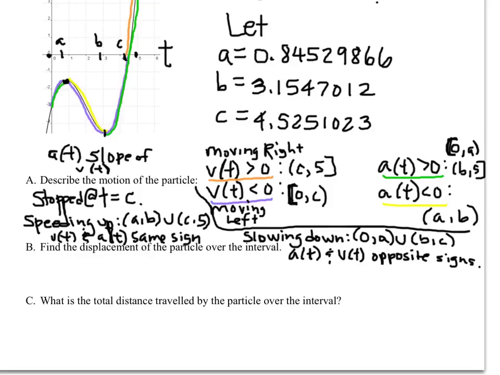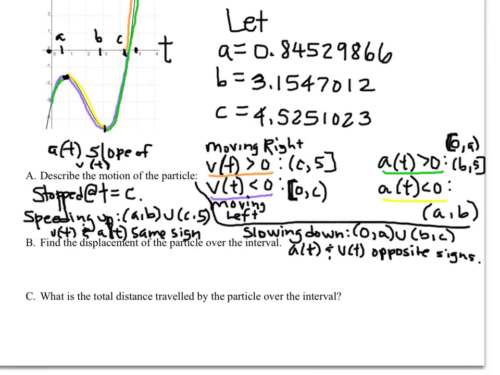For this one, it's asking us for the displacement of the particle over the interval from 0 till 5. So displacement is the final position, which would be x of 5, minus the initial position, which is x of 0. Well, I don't have any information about the x graph, the position graph, so I'm going to utilize the information that we wrote down on the previous page, and that is that you can find the displacement by doing the definite integral of the velocity from 0 until 5 of v of t dt.